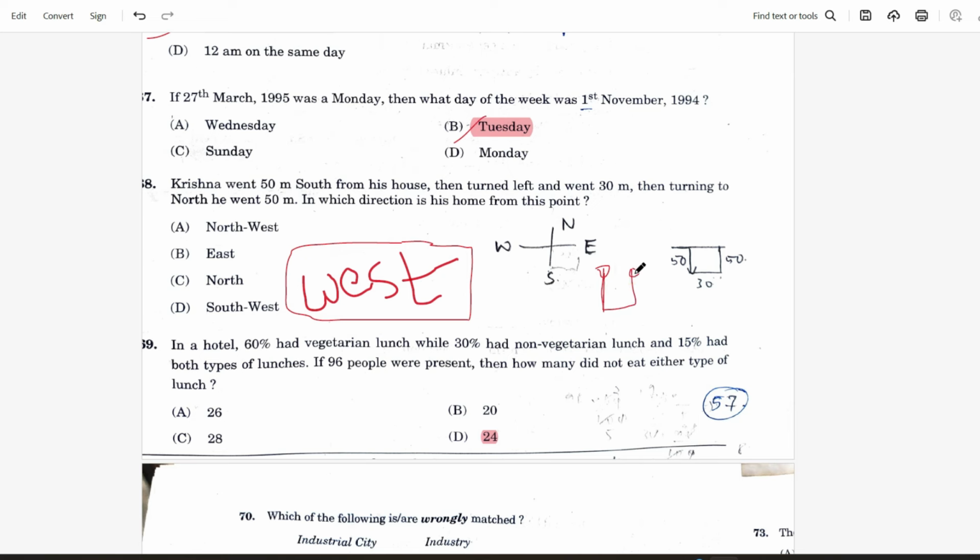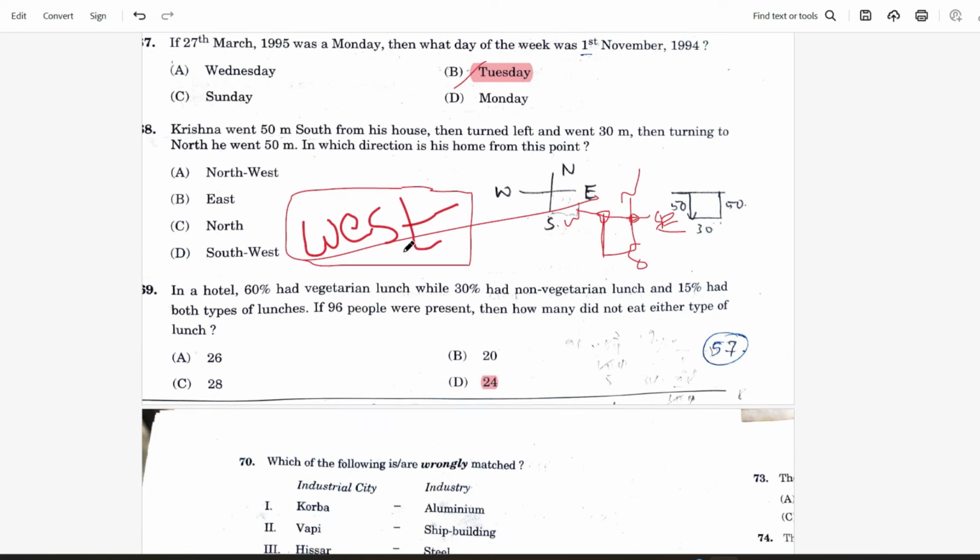Exactly at this point he came, right? With respect to this point, where is his house? They are asking the direction of the house. His house is exactly at the west. North, south, east, west. So the answer should be west, but there is no option. There might be grace marks for this question.